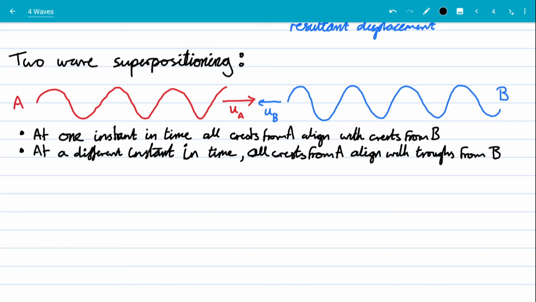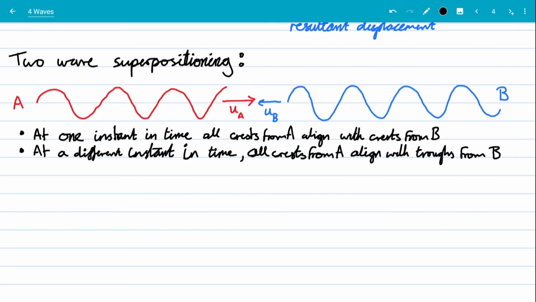So when there's a crest from A lined up with a crest from B, half a time period later, that same place in space where there was a crest from A, there's now a trough from A, because A has moved to the right half a wavelength. And there's also a trough from B, because B will have moved to the left half a wavelength. I'm not going to write those words down, it'll take me hours.